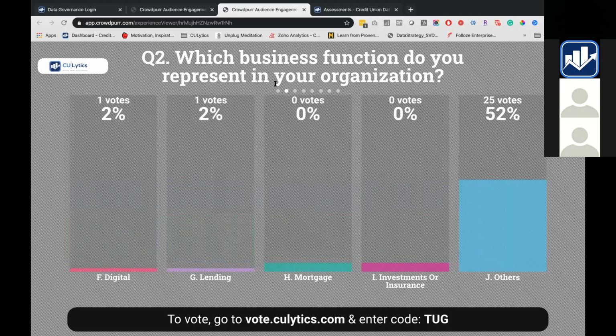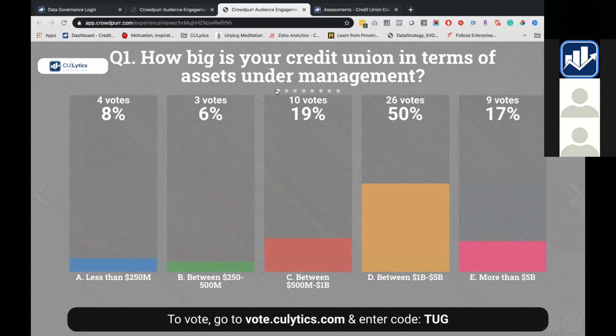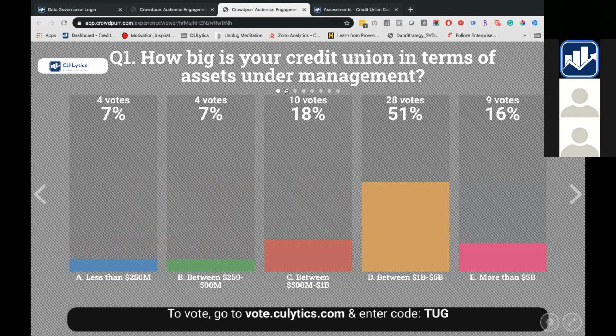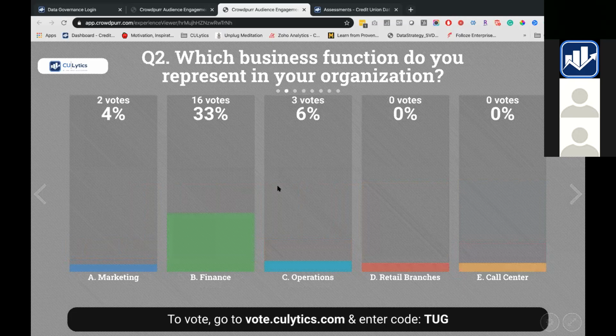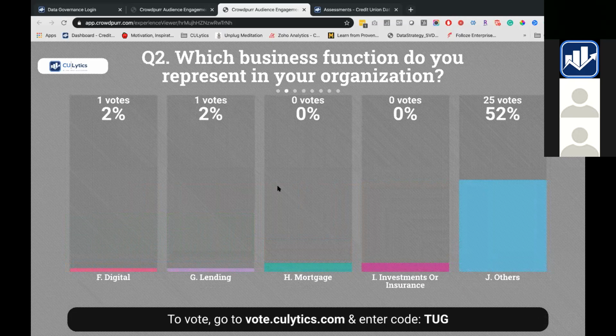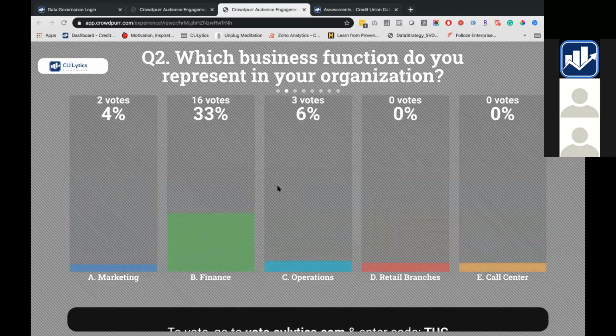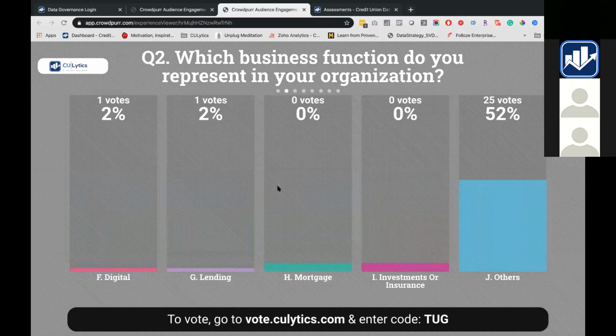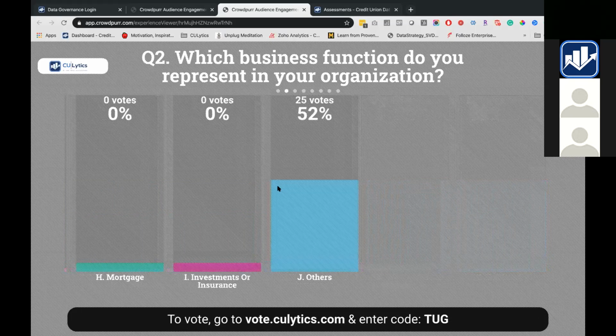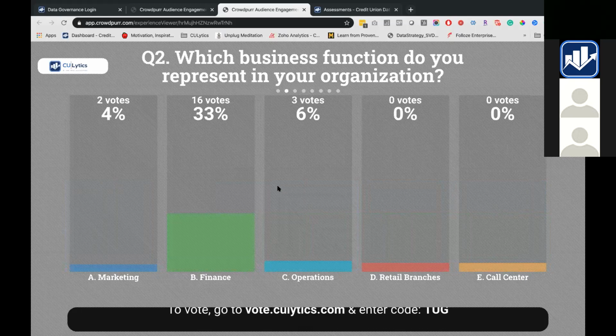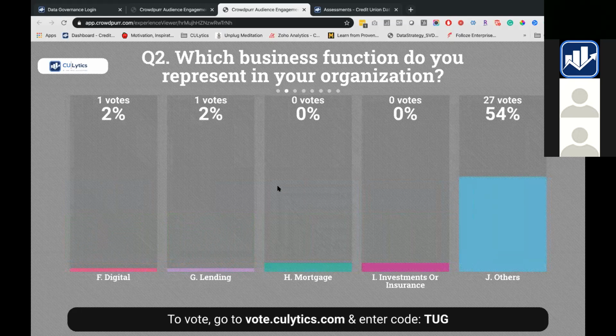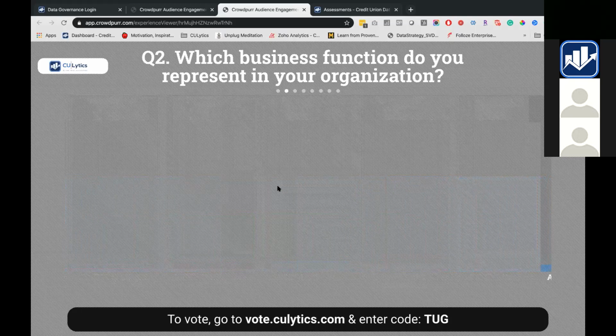Wonderful, yes. We thank you for participating in this poll. This is the distribution of the audience that we have. Not a whole lot of people have voted so far, but a good number of people are in the asset range of 1 to 5 billion. If you go to the next question, which business function do you represent in your organization? It looks like we have a lot of finance folks, and of course we had only limited bandwidth to list all the business functions, so we see a lot of others. Data governance is a very key topic, especially from the finance function, but data governance and data analytics in general impact each and every business function within the organization.